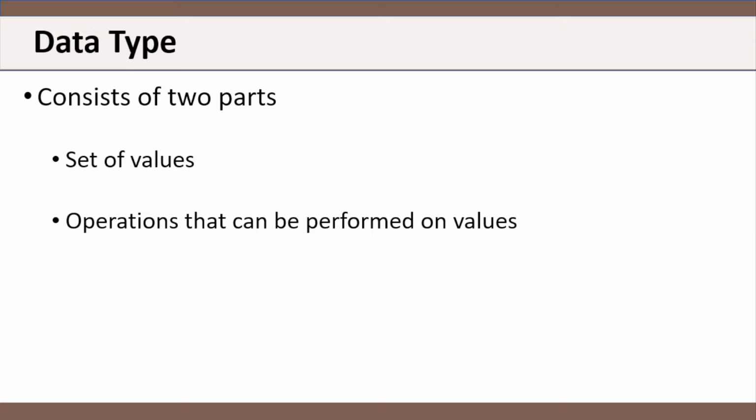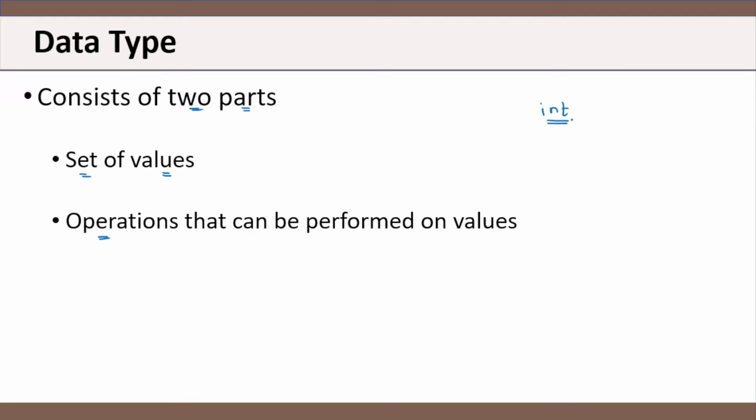Now, let's see one more important term: data type. So what is data type? Typically, it consists of two parts. The first is a set of values, and the second is operations that can be performed on those values. Say for example, if we talk about the data type that everyone knows, suppose we are talking about the C programming language and we are having the data type as integer. We represent it as integer.